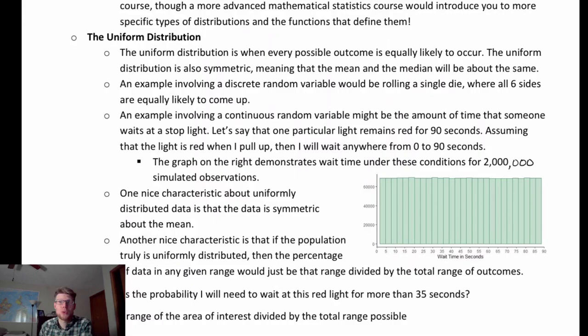One nice characteristic about uniformly distributed data is that it is symmetric about the mean. So if my data is uniformly distributed from 0 to 90, then the mean, as well as the median, should be 45 in that case. Another nice characteristic is that the percentage of data in any given range would just be that range divided by the total range of outcomes.